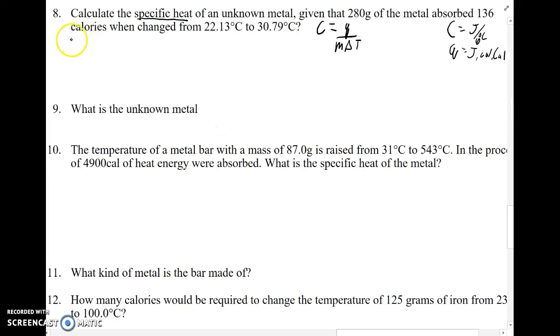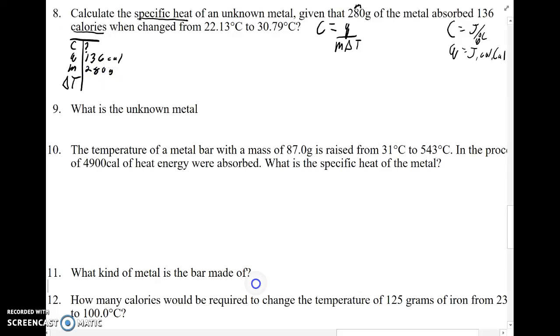Now I'm going to make my variable chart: C, Q, M, delta T. And I can begin plugging in my values. This question asks me for specific heat, so that is my unknown. Q is heat energy, so calories. That is a unit of heat energy, so I have 136 calories. M is mass, that's right here, 280 grams.